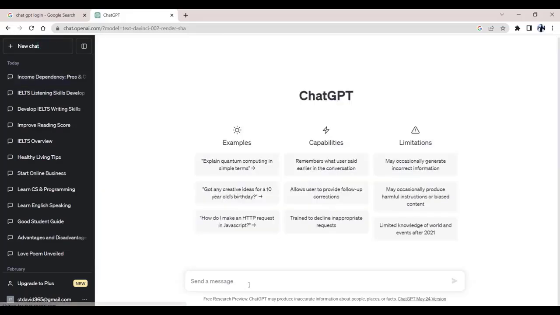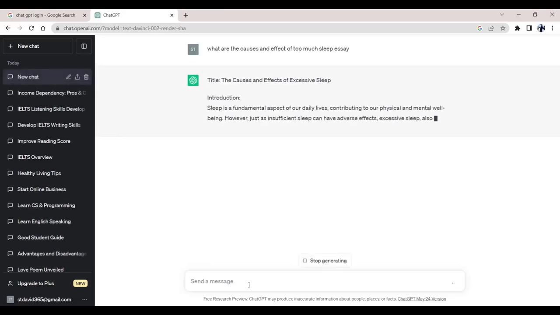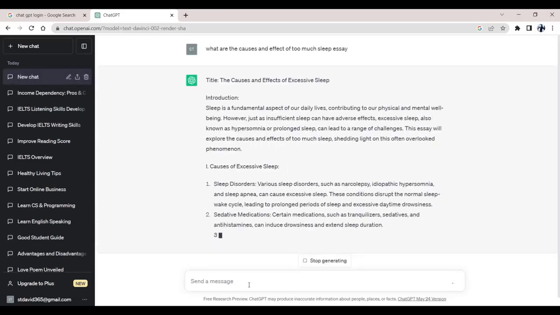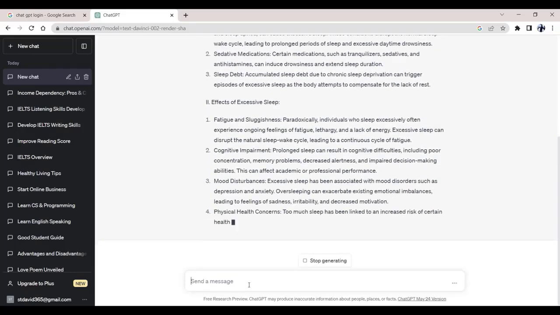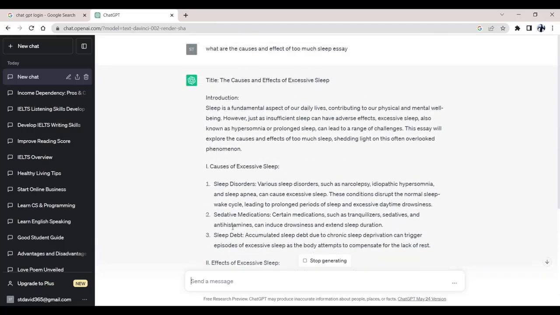For example, what are the causes and effects of too much sleep essay? The causes and effects of excessive sleep, you see. So it's writing a cause and effect essay. Now we're going to see how it is written.